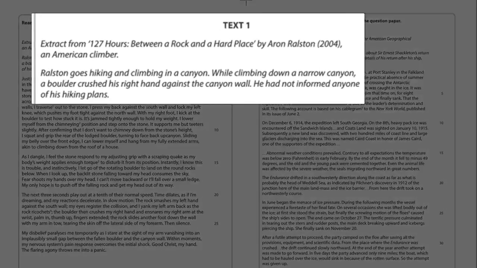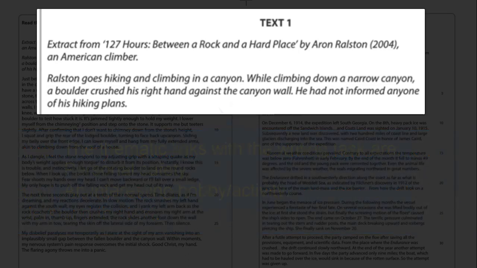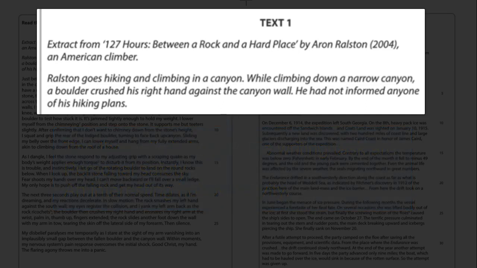So if we take text 1, we're told it's an extract from 127 Hours: Between a Rock and a Hard Place by Aaron Ralston. It's a modern text, and he is an American climber. Ralston goes hiking and climbing in a canyon. Whilst climbing down a narrow canyon, a boulder crushed his right hand against the canyon wall. He had not informed anyone of his hiking plans. Now, obviously there's a link there with the subject of that first transactional writing task, because you're being asked to give advice on personal safety, and you may draw on this idea of telling people where you're going and what you're doing as a way of keeping safe.